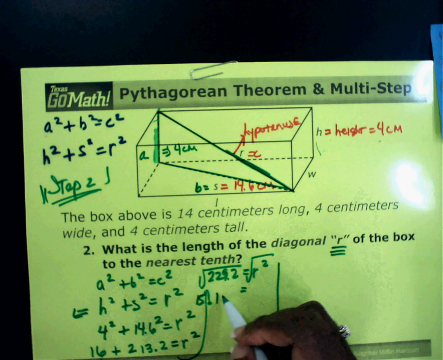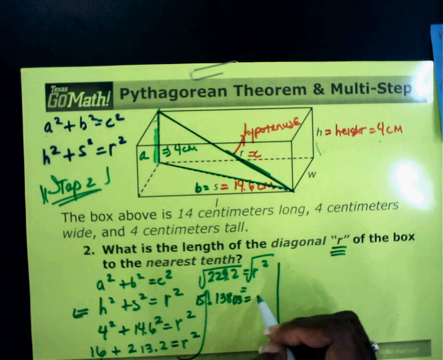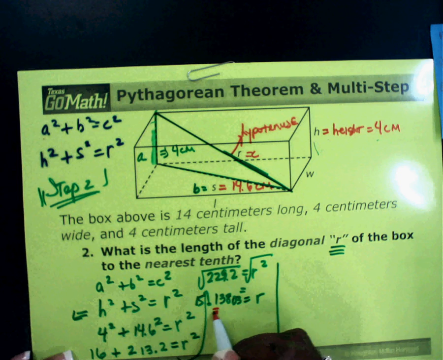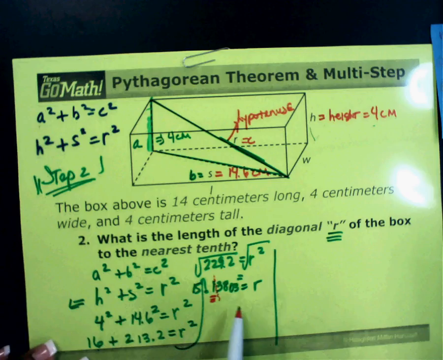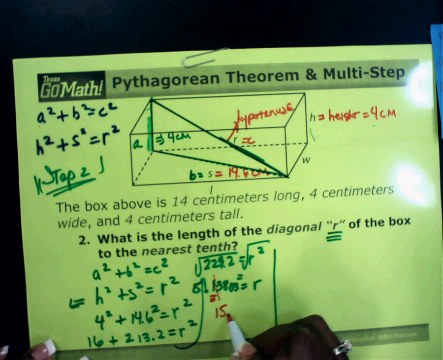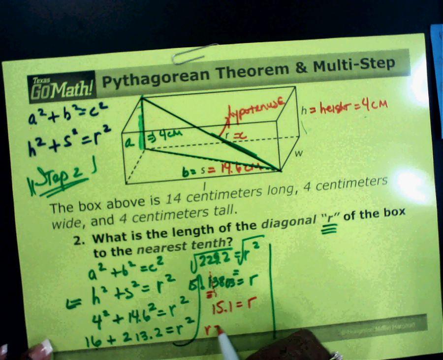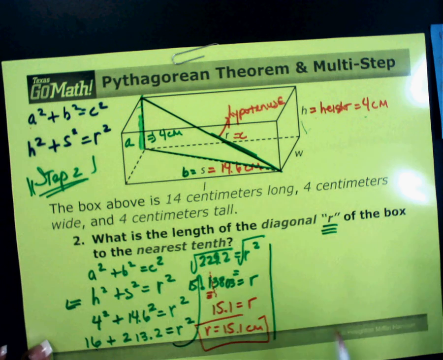And then we have 13803 equals R. Now we want to round to the nearest tenth, which is this 3. All the numbers to the right of the 1 will disappear, but we need to look at the 3 to see if this 1 will stay the same or round up. This 3 is 4 or less, so the 1 will stay the same. So we end up with 15 and 1/10 equals R, or R equals 15 and 1/10 centimeters. That's going to be our R.